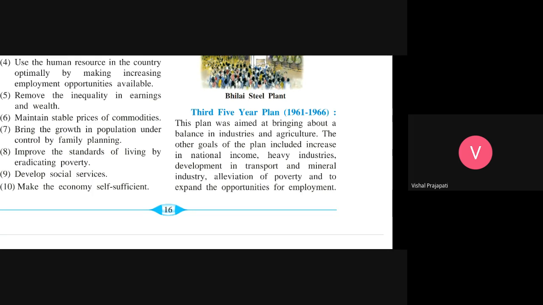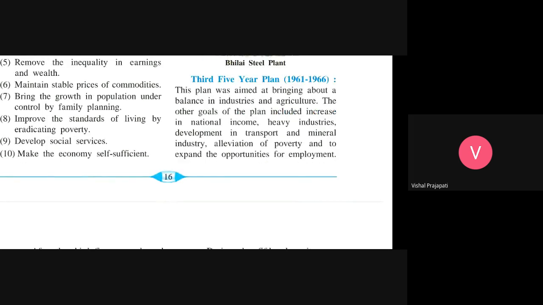The other goal of the plan included an increase in the national income. So what was the next goal? The next goal was to increase national income, to increase the revenue, to increase the tax collection, or to increase the income sources for our country.